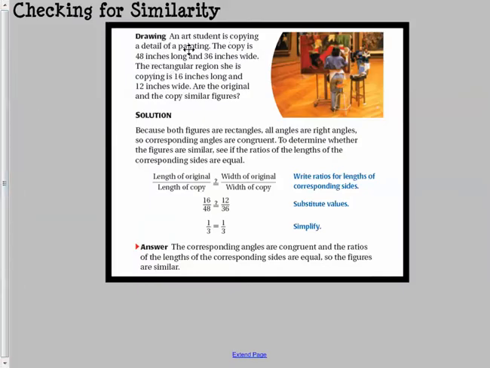So an art student is copying a painting. The copy is 48 inches long and 36 inches wide. The rectangular region that she's copying is 16 inches long and 12 inches wide. Are the original and the copy similar figures? If we take the length of the original over the length of the copy and we set it equal to the width of the original over the width of the copy, if they equal one another, then they're similar. So notice that both of these equal 1/3, so they are similar.